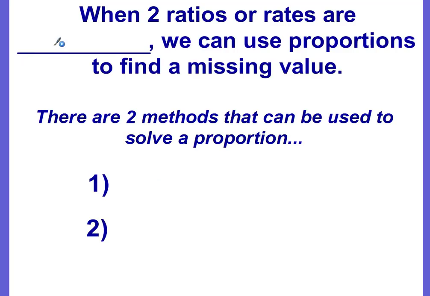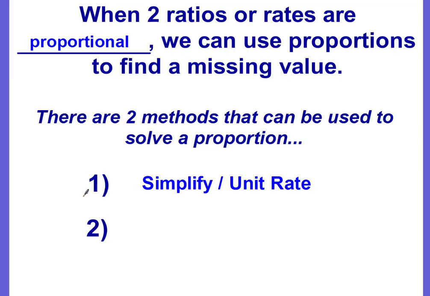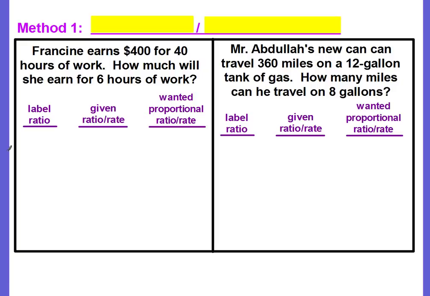When 2 ratios or rates are proportional, we can use proportions to find the missing value. And there are 2 methods. The first one is to simplify or find the unit rates. And the second method is to use a scale factor. So we're going to go ahead and start some examples by using method 1, simplifying or using the unit rate.